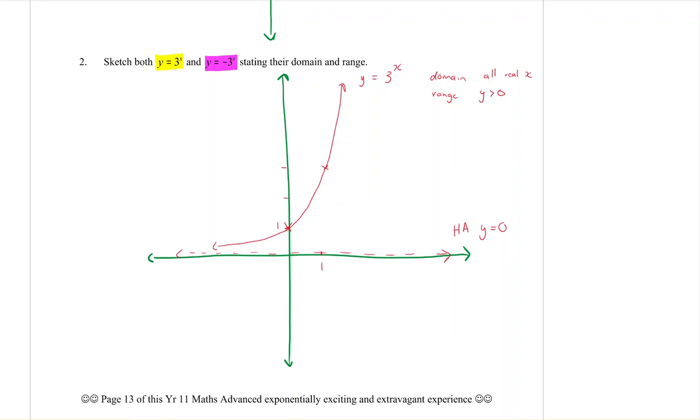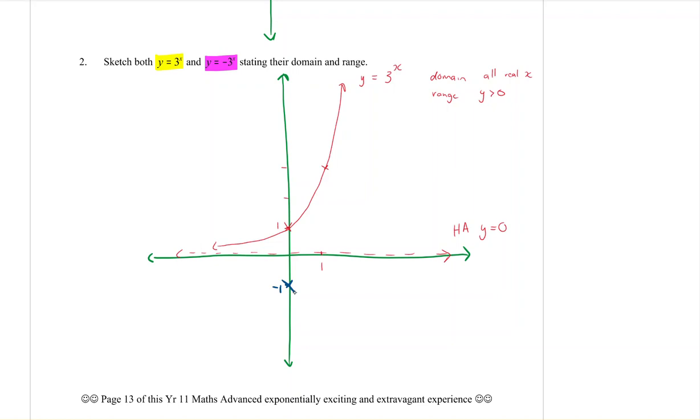So let's find our y-intercept. So I sub in when x equals 0, minus 3 to the power of 0. Now be careful with that. You do the 3 to the power of 0, which is 1, and then you put the minus sign in front of it. So it's minus 1. Okay, so there is my new y-intercept.